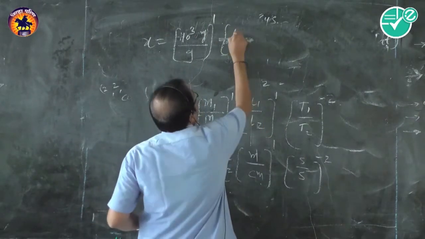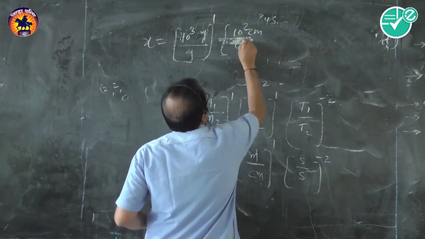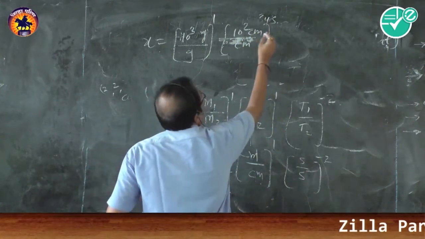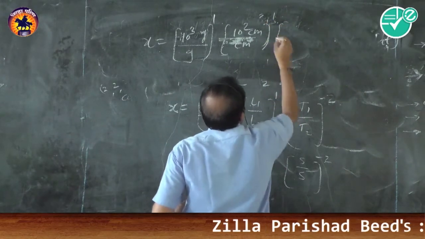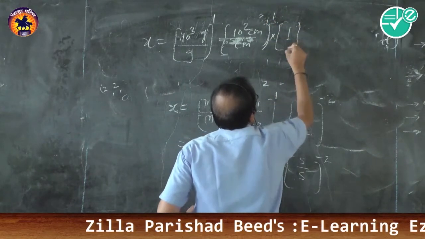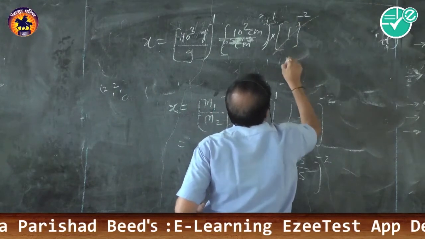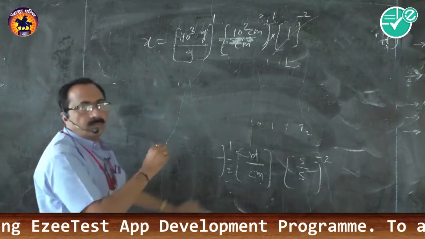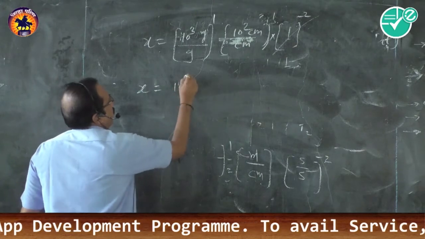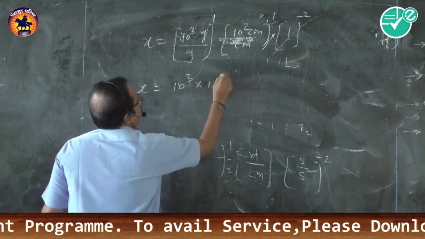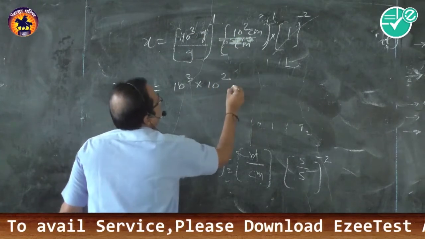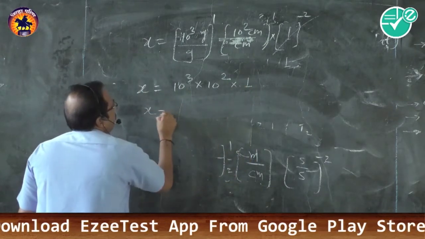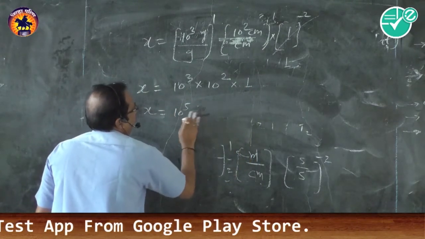So 1 meter is equal to 100 centimeters per 1 meter. So this is being converted into centimeters, raised to 1, and the last one, second one raised to minus 2. So this becomes 1 only. What is remaining, look at the board: x is equal to 10 raised to 3 into 10 raised to 2, 10 raised to 5 and here 1. So x is equal to 10 raised to 5 times 5, isn't it?